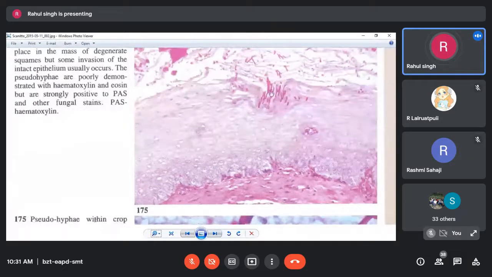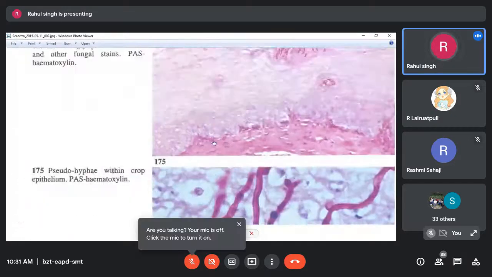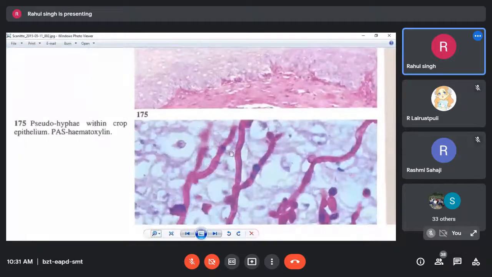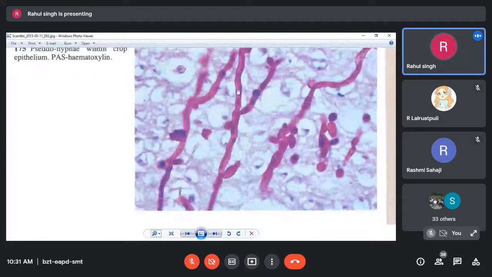And this is demonstration of hyphae in the epithelium of crop with help of PAS. You can see the purple pink hyphae. And here you can see the layers, the epithelial layer. The muscular layer, muscularis, and later on the serosal layer will be coming. Now in high power you can see this pseudohyphae. The pseudohyphae, they do not have septa, they are budding, and there are some independent yeast cells also present there.